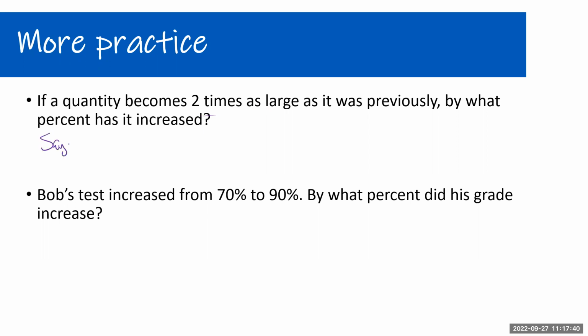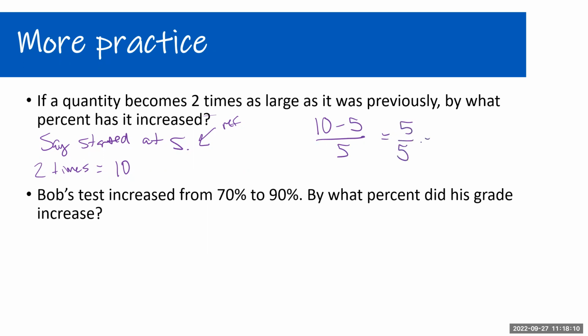2 times as large as it was. Let's say that it started, what do you guys think? Let's say it started at 5. I don't know, pick any number. If it's 2 times as large, then it's going to mean that it's 10 now, okay? So our reference will be that 5, and now it's 10. So what percent has it increased? Well, now we have 10 minus 5 over that 5, which is going to give us 5 over 5, which is 100%. Okay, so it is increased by 100%.